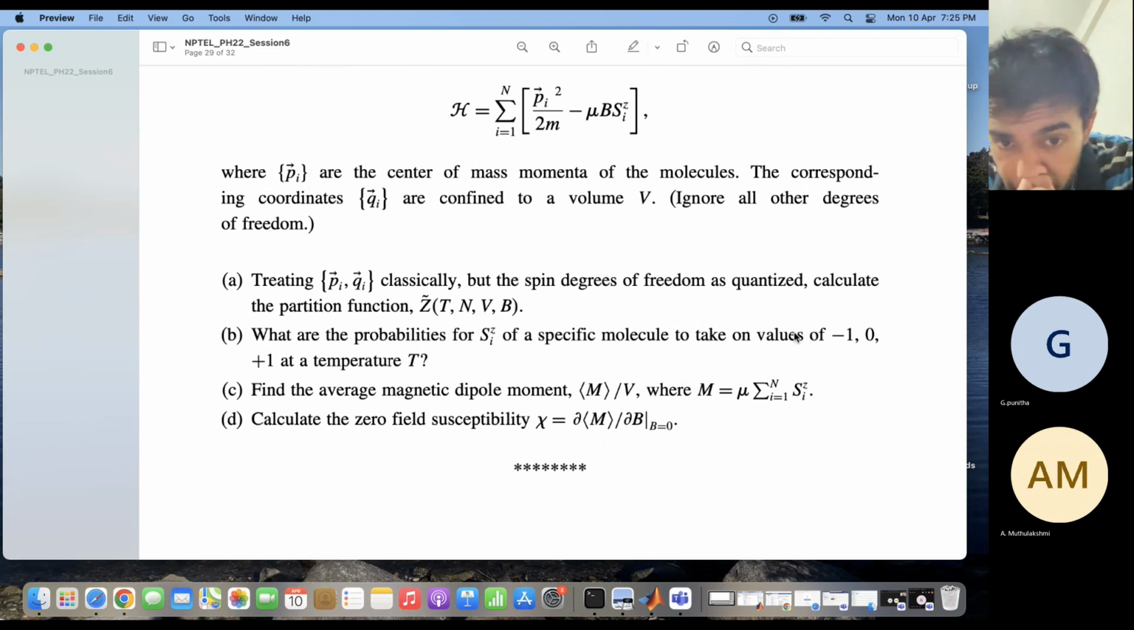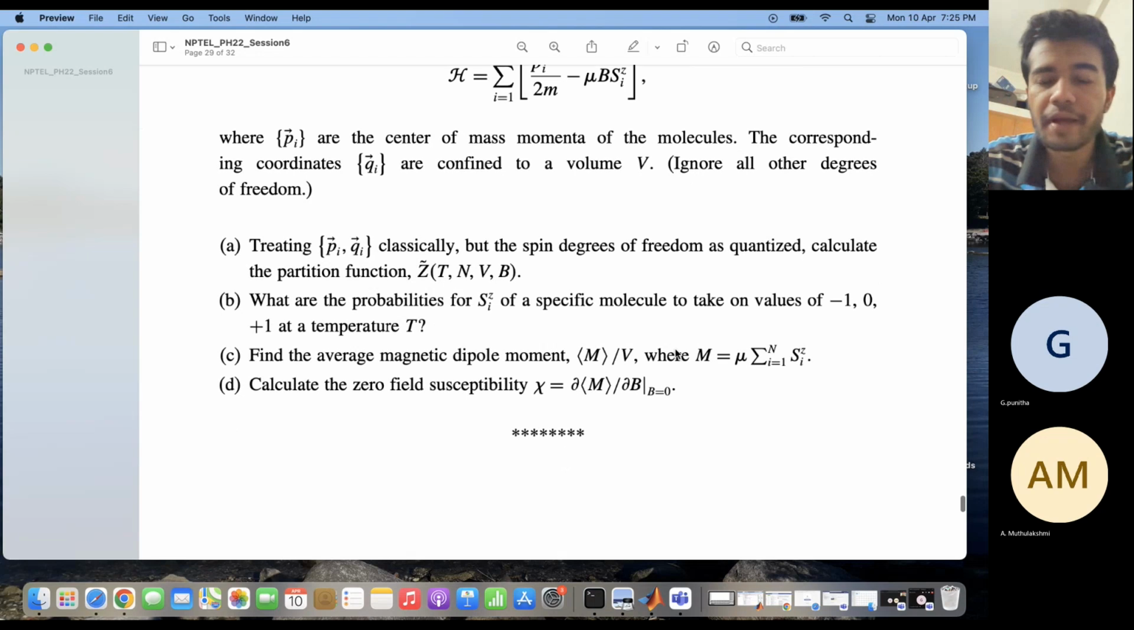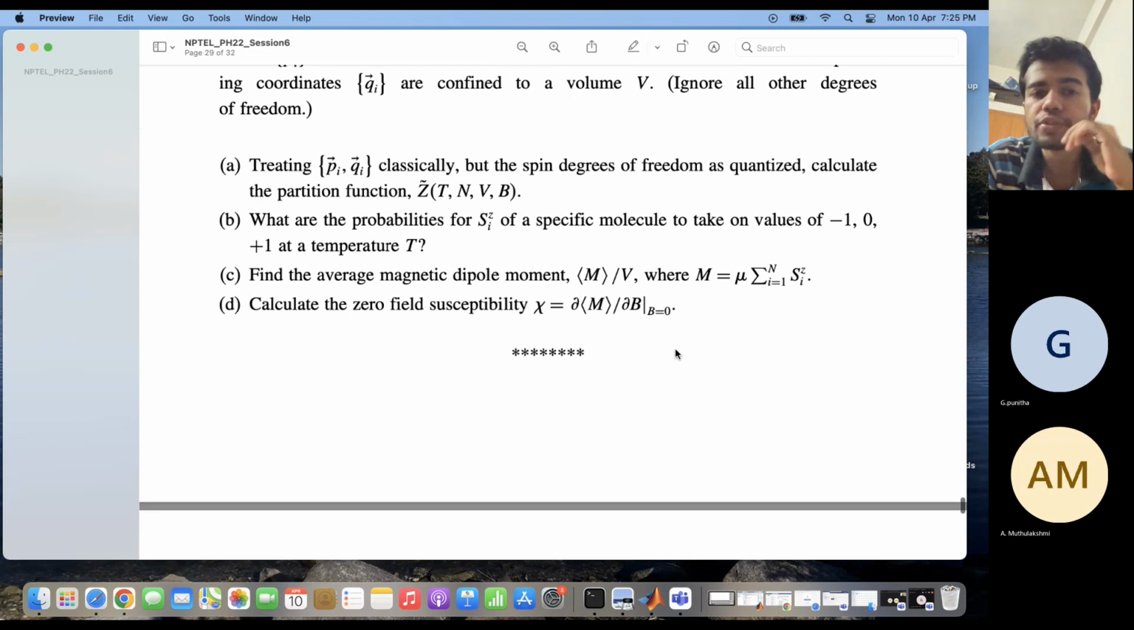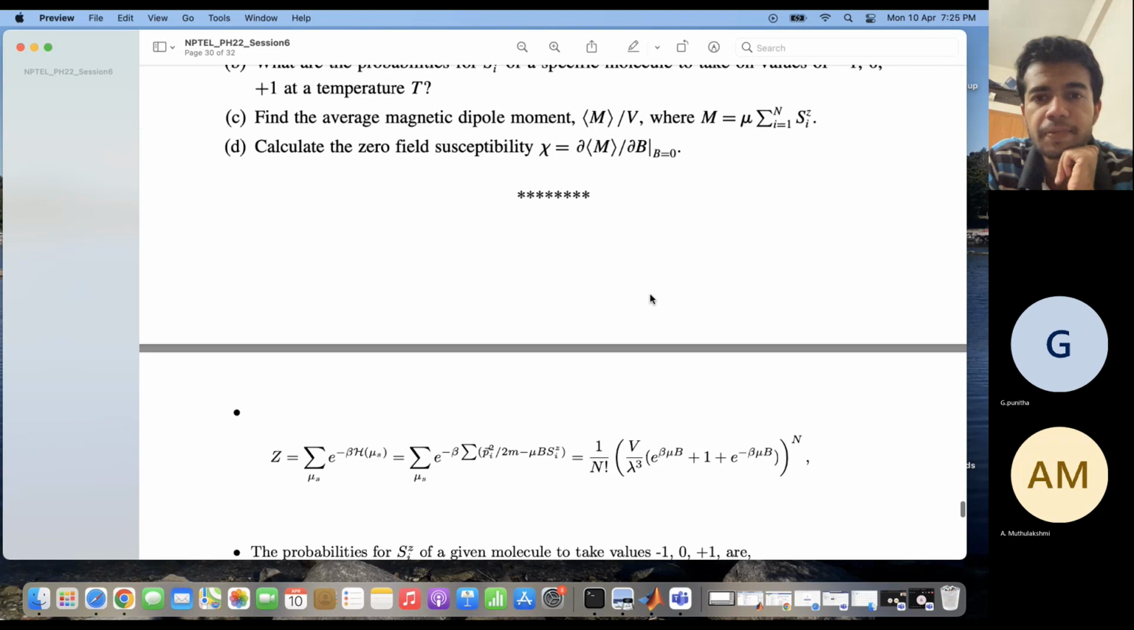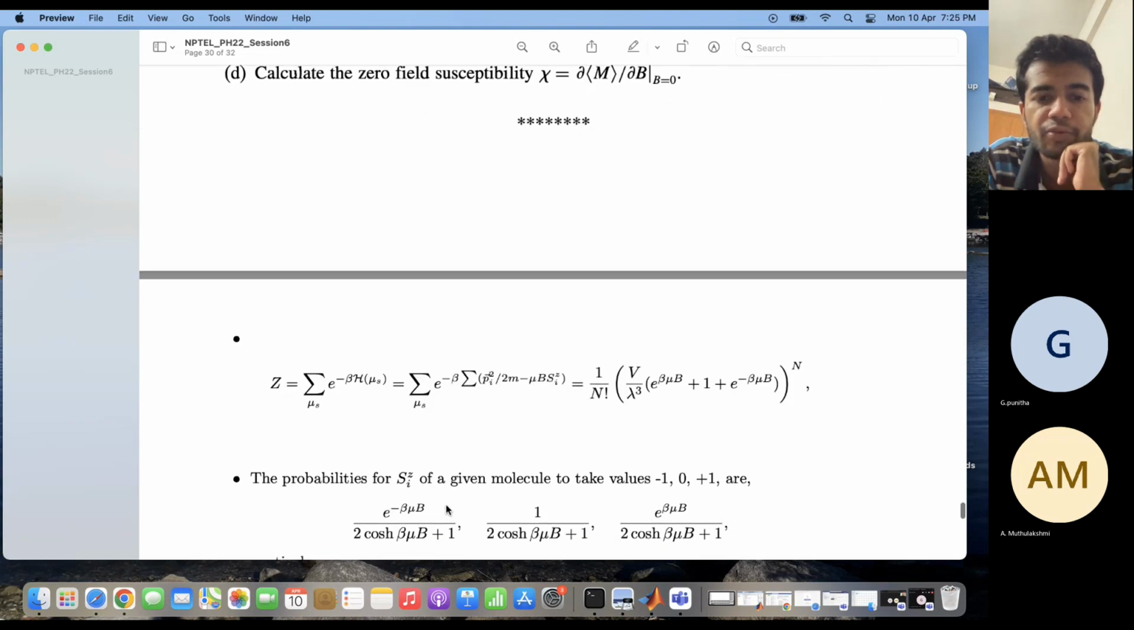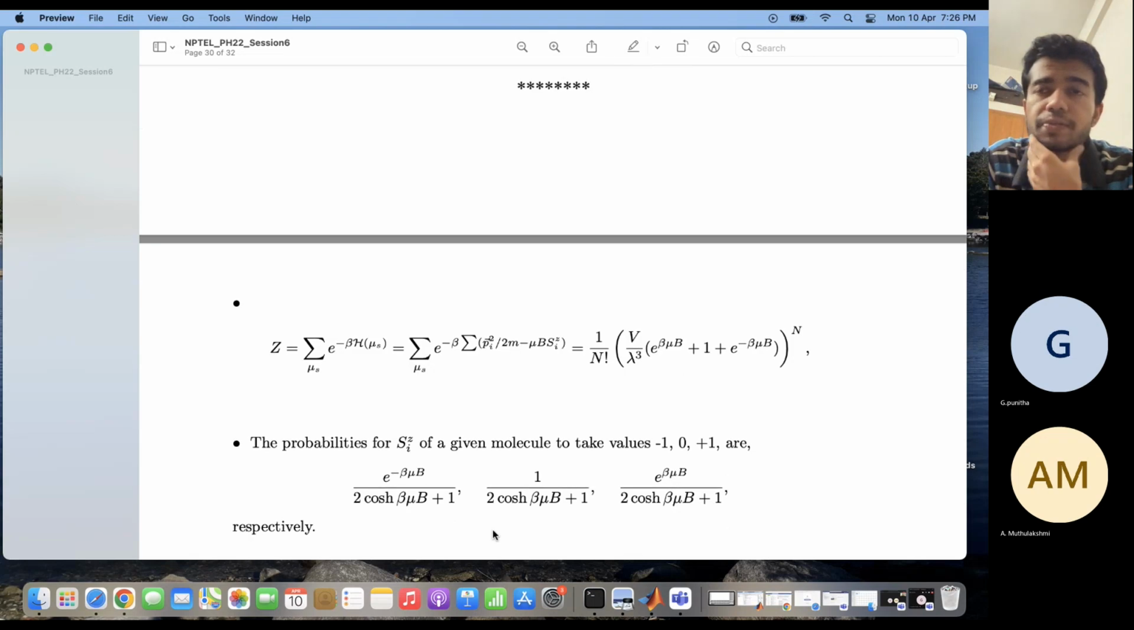Okay, so what are the probabilities for a specific molecule to take values of -1, 0, and +1 at a given temperature T? The probability of s taking a value of -1 is basically given by the expectation of e to the power of minus beta mu b, and the expectation, as you know, is taken over the various momentum and position coordinates. If I divide by the total probability, then the integrals over the position and the momentum coordinates will themselves cancel out because they give the same factors.